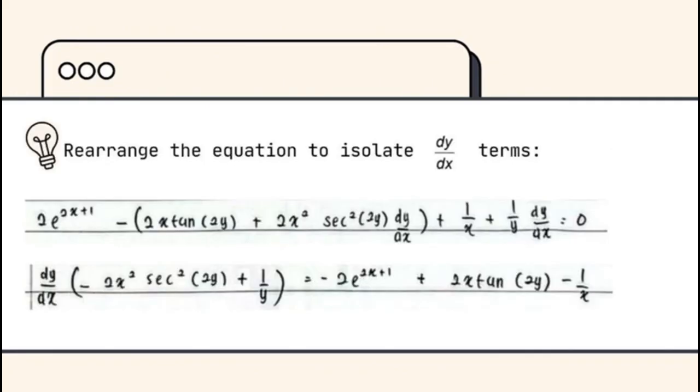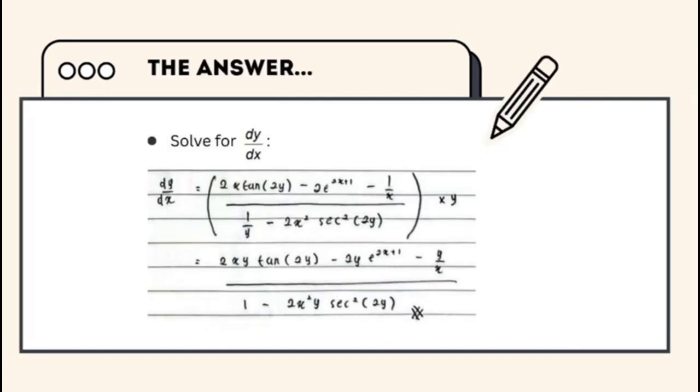After that, rearrange the equation. We group all terms containing dy over dx on the left side and move all other terms to the right side. Then factor out dy over dx. The final answer is dy over dx equal to the numerator, which is 2x times the tangent of 2y minus 2 e to x plus 1 minus 1 over x divided by the denominator, which is 1 over y minus 2x squared times secant squared of 2y.